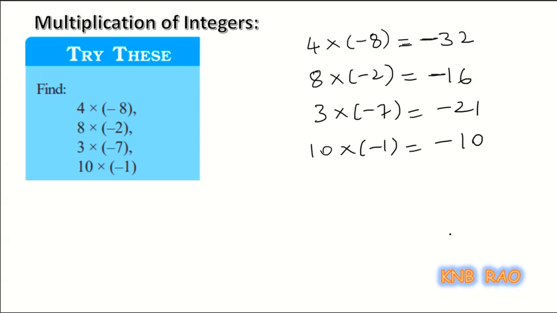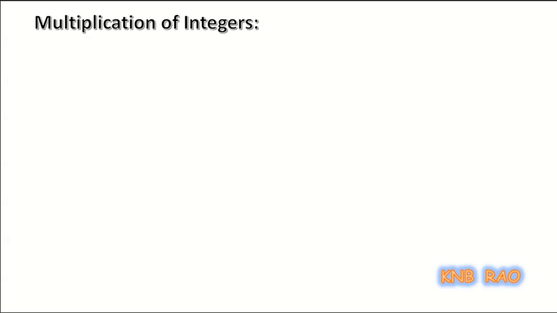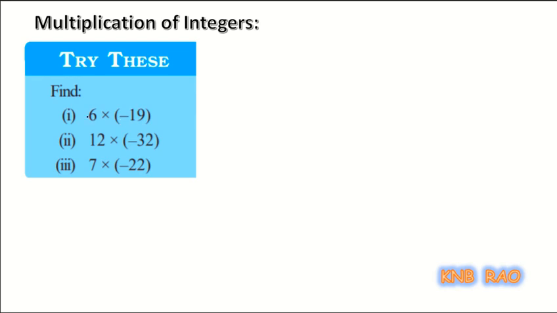So, taking some more examples, the product of 6 and minus 19. What is 19 times 6? 114, where the product is negative.